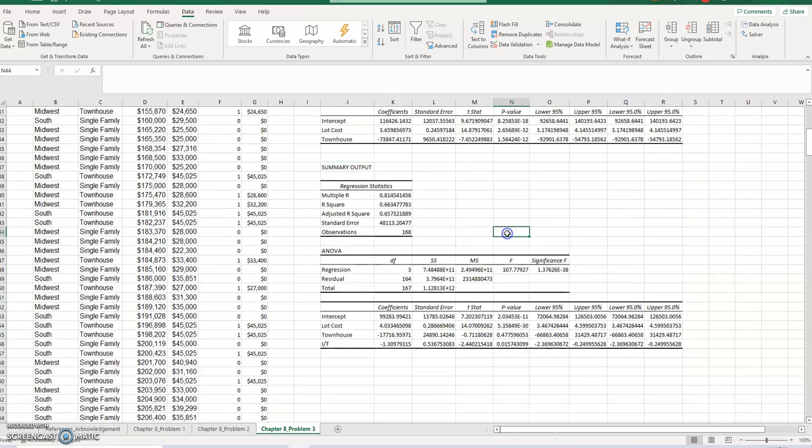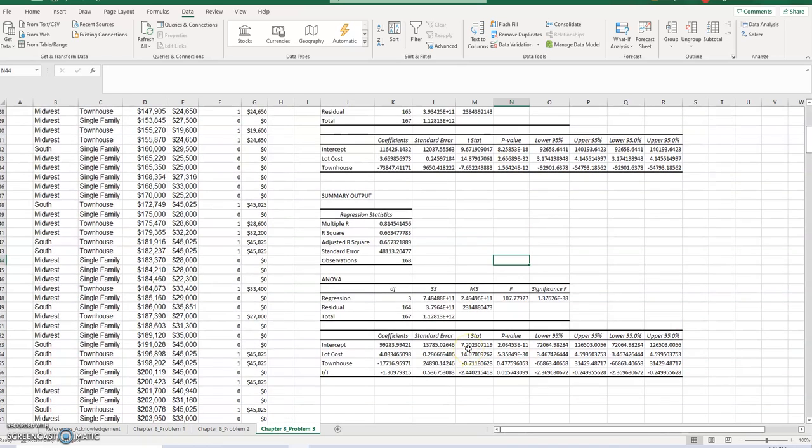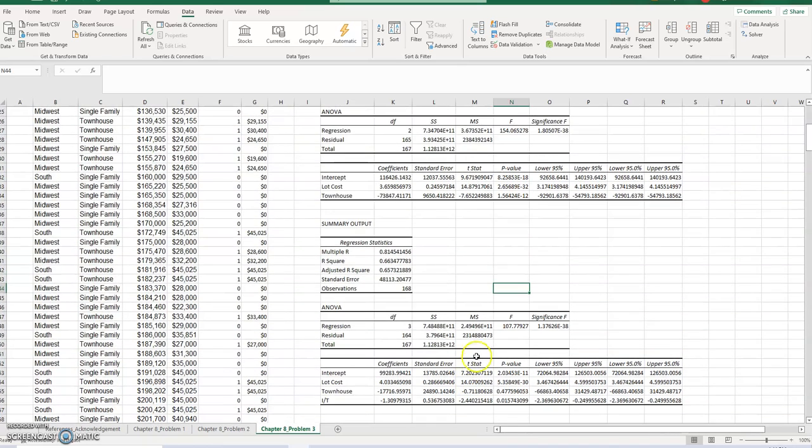If I go down here and look at the lot cost and townhouse again, what you find interesting, and this is one of the values of regression, let me get this so we can see both at the same time. The lot cost is still significant, you'll see here, but the townhouse, or the type of house that you're building, is no longer significant.